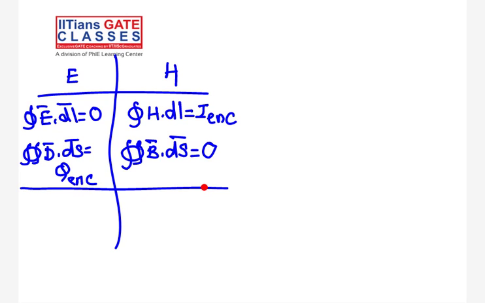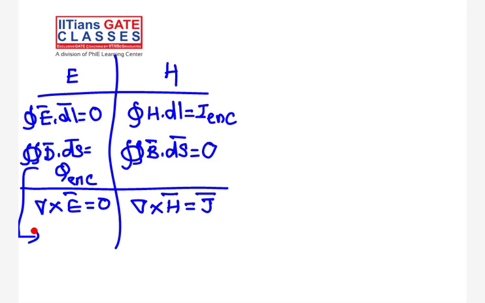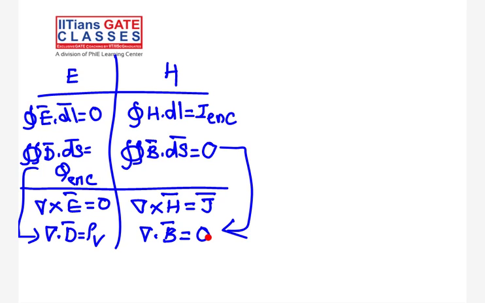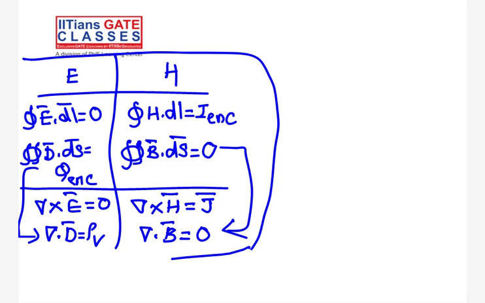Now, if you write the same equations in vector form, what do we have? The curl of electric field intensity is 0, whereas the curl of magnetic field intensity is equal to the current density J, as we just saw. And the Gauss law in point form: the divergence of the flux density is equal to rho v. And similarly, the divergence of magnetic flux density is always 0. So this is the summary of all Maxwell's equations corresponding to static fields.